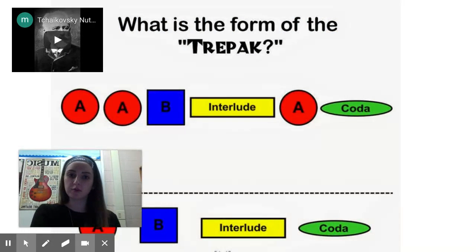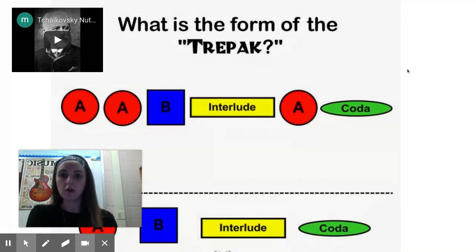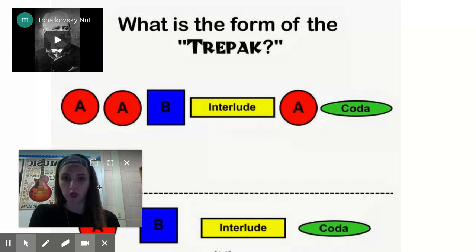So the next dance we're going to talk about, the second dance, is called the trepak. And this is a very, very famous type of Russian dance. Again, Tchaikovsky himself was a Russian, and so we have these traditional dances.